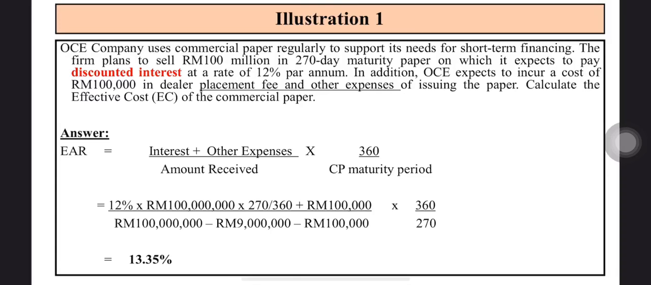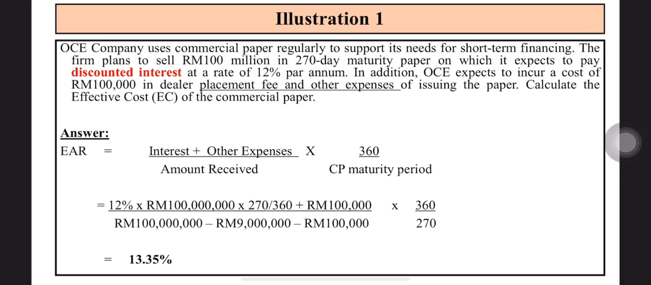Okay, for example, OCE company uses commercial paper regularly to support its needs for short-term financing. The firm plans to sell 100 million in 270-day maturity paper on which it expects to pay discounted interest at a rate of 12% per annum. In addition, OCE expects to incur a cost of 100,000 in dealer placement fee and other expenses in issuing the paper. Calculate the effective cost of the commercial paper.